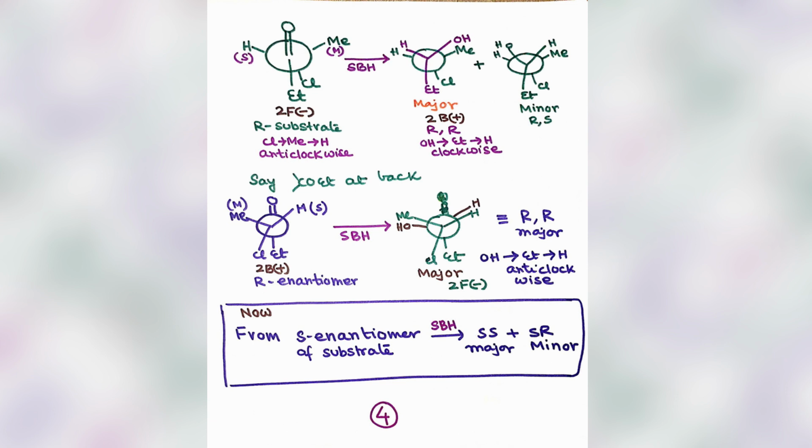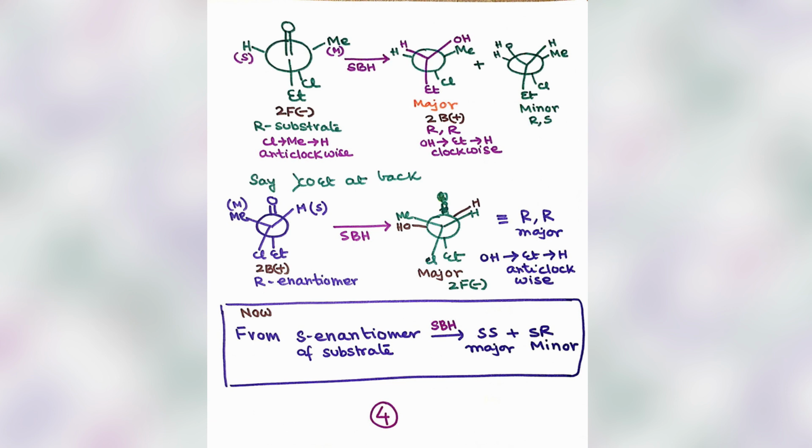So by applying the dipolar model, we have predicted that in this reaction the R enantiomer of the substrate on sodium borohydride reduction will produce the RR diastereomer as a major product, and therefore the minor product will be having RS absolute configuration. The R is the chlorine bearing center and the S is the OH bearing center.